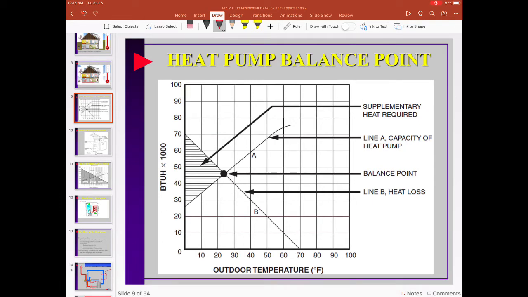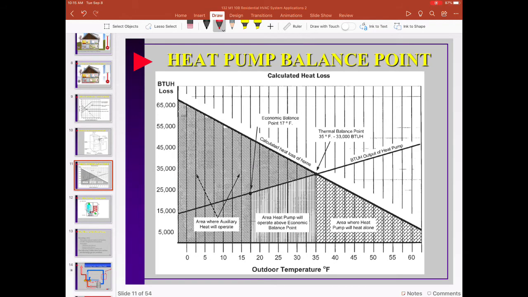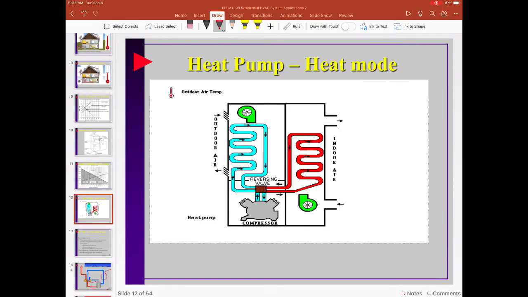of where the heat pump should be shutting off and switching to a second fuel source due to capacity. We talked a little bit about a couple of balance points, so one of them being the thermal balance point that's shown in this image, as well as an economic balance point. And typically the thermal balance point is always the one that we end up having to deal with.